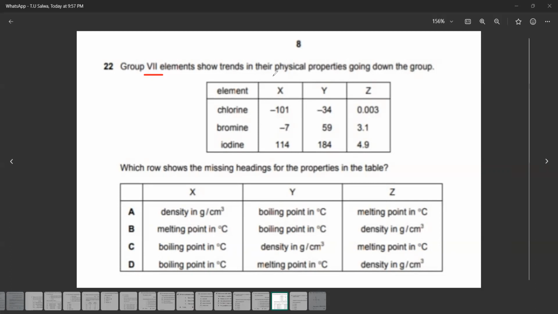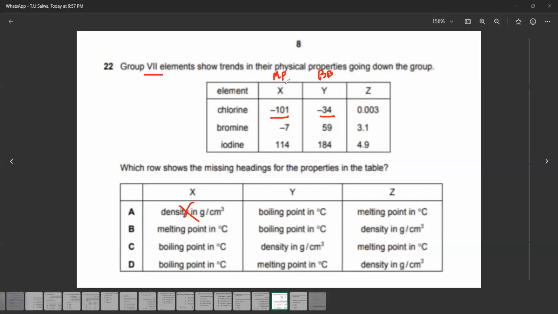So what is X representing? It cannot be density, because density cannot be negative. So it can be either a melting point or a boiling point. When you check the two values, one is minus 101 and another is minus 34. So the first is the melting point and the second is the boiling point, because the boiling point cannot be lower than the melting point. First you have solid, then liquid, then gas.